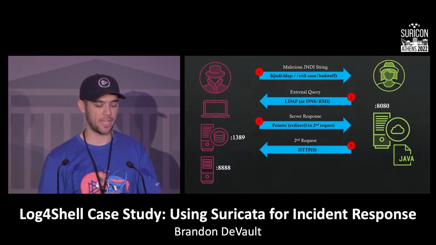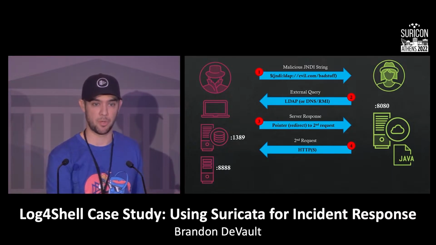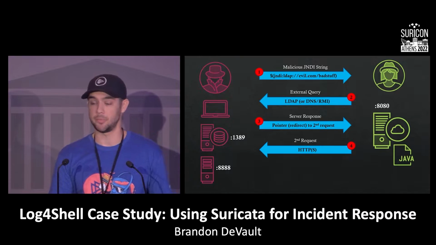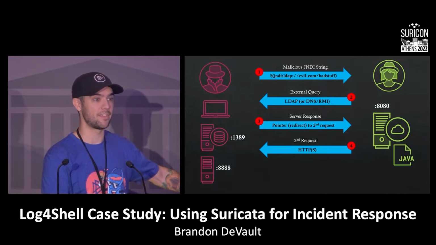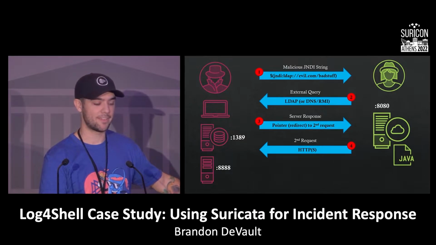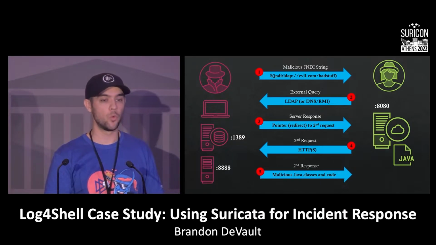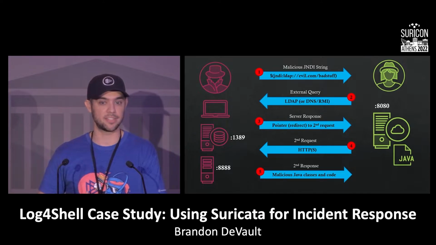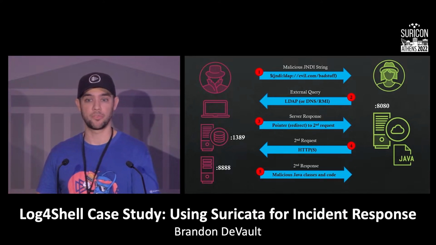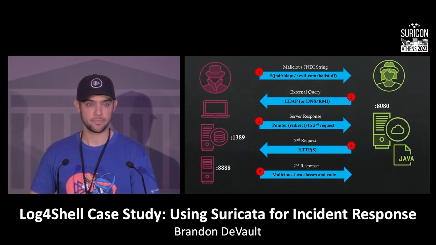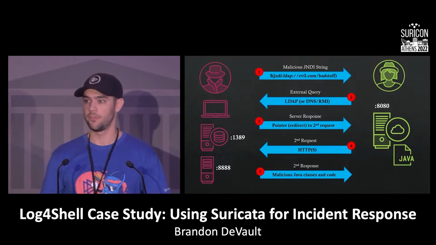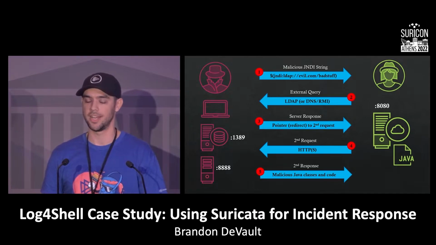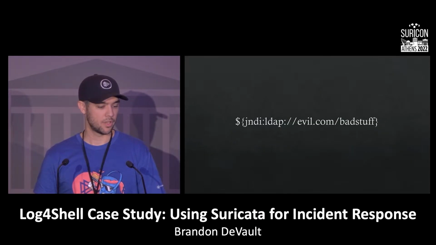Now your application is going to make a second request, typically over HTTPS, so that it's encrypted, to yet maybe a third server. That third server will then respond with the malicious Java class and code information to perform the exploit. Okay, so lots of different components in this, but this is the typical flow for how the Log4Shell attack worked. Couple components before we go into the demo.